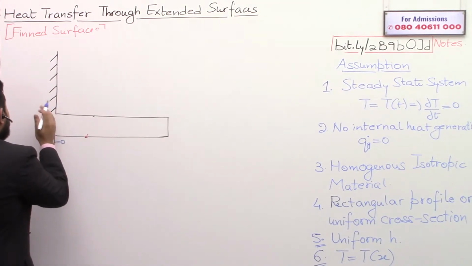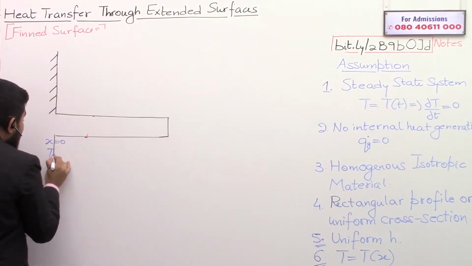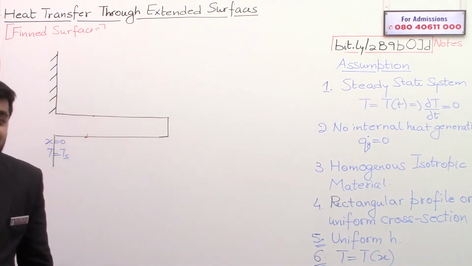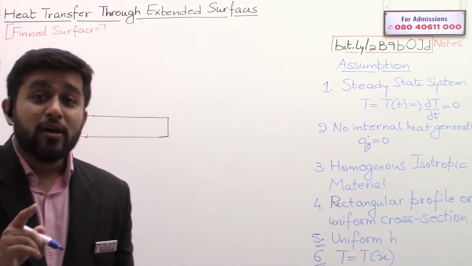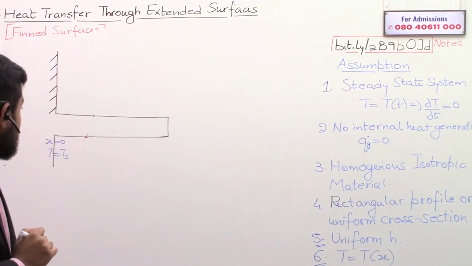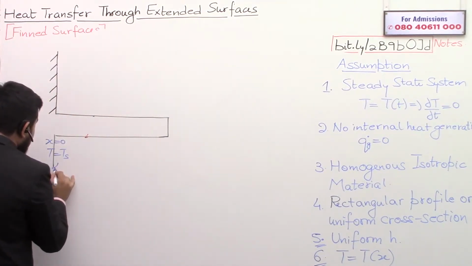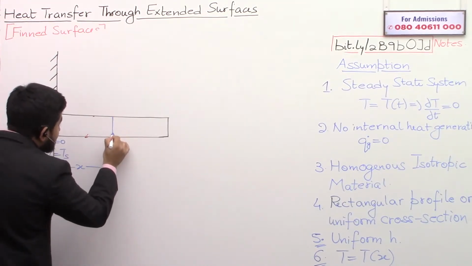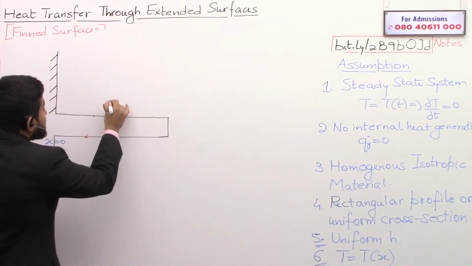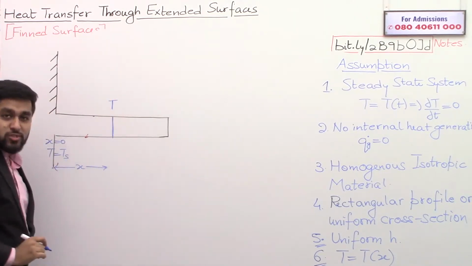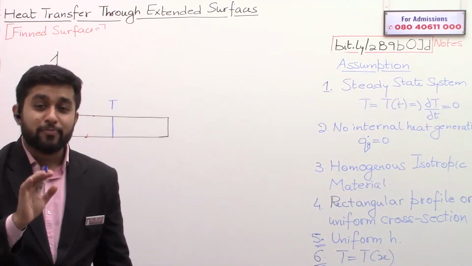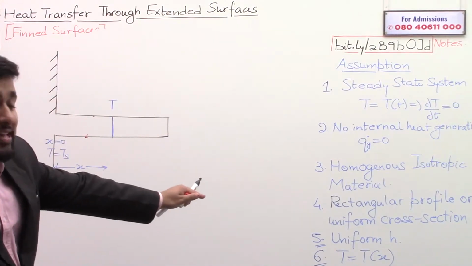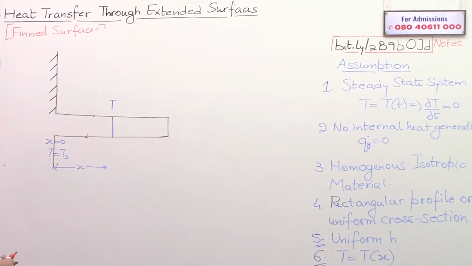So definitely here the temperature will be same as the temperature of the base. Let us say it is Ts. So at x equal to 0, the material temperature is Ts. We want to find out that if there is a distance x and at distance x there is a section, what is the temperature of this section? This is what we want to find out: the temperature of the section at a distance x, T as a function of x.